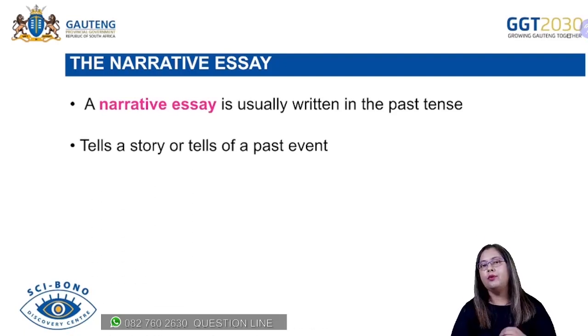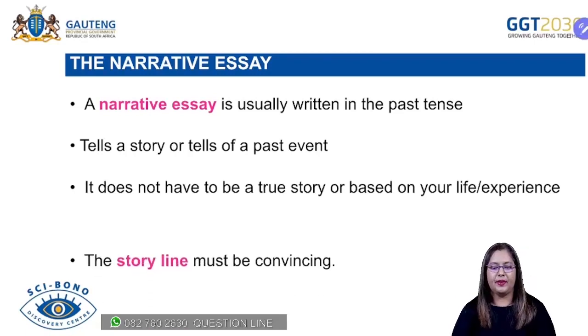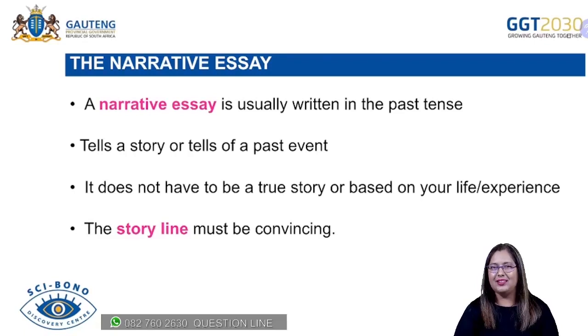It is the one where we are going to tell a story, or we're going to talk about events that happened in the past. We are also going to look at the aspect where it does not have to be a true story. It can be something that you made up in your head, that you have formulated based on your life's experiences thus far. Okay? And it has to obviously be convincing, as I mentioned to you. So it's an easier type of essay to write, but you've got to make sure that you follow the structure and that you ensure that you are convincing in how you have written this piece of work.